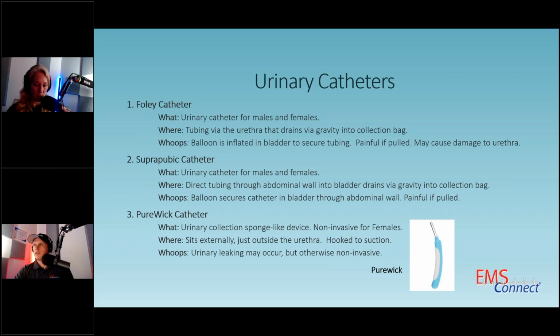So if you see this little device hooked to suction, pulling the urine out in a non-invasive manner in our female population, just know that you can cap it off and not have it on suction, but you won't have urinary drainage because there's nothing collecting the urine, or you can opt to leave it hooked up to suction. If the PureWick catheter gets pulled out, it's just going to tug on the patient's skin, but there's no damage done, not like with the Foley catheters.